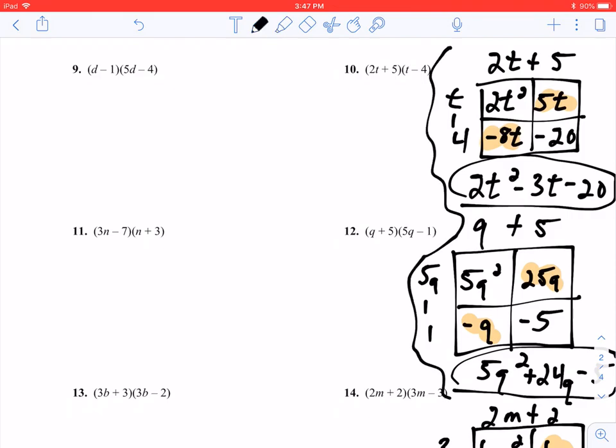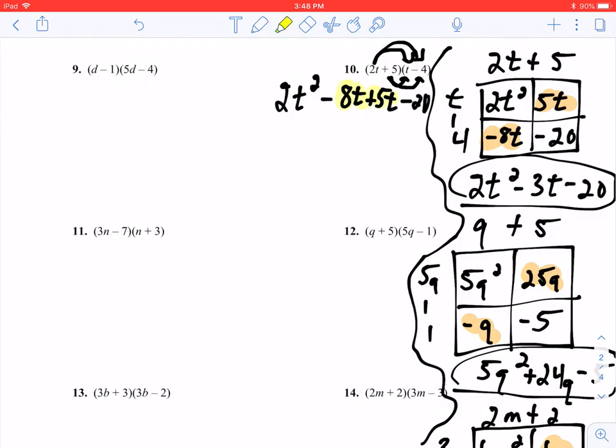Let me draw this line down here a little bit for you. Okay, we have 2t times t. That's the first terms. So 2t times t is 2t squared. 2t times negative 4 is negative 8t. Now the inner terms, 5 times t is 5t. And then the last terms, 5 times negative 4 is negative 20.